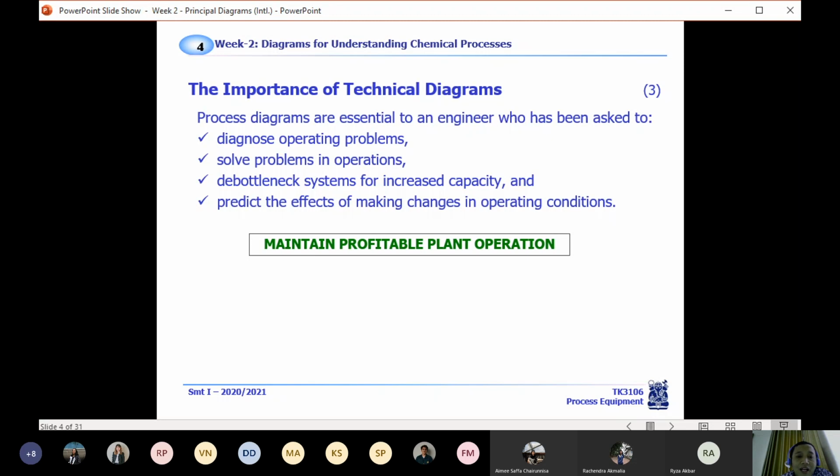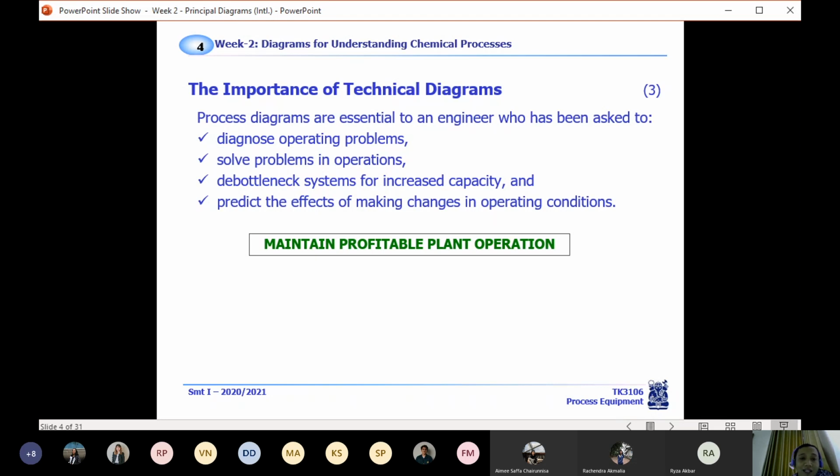And also the bottlenecking. I already mentioned it, I think, in last week's class. By knowing the bottlenecking, the position of the unit operation that limits the production, we will have very good knowledge when we have a bottlenecking program. We can improve the performance of that unit, or we can add a new unit operation so that the bottlenecking will not occur again in our plant. And then the last one, predicting the effect of making changes in the operation.